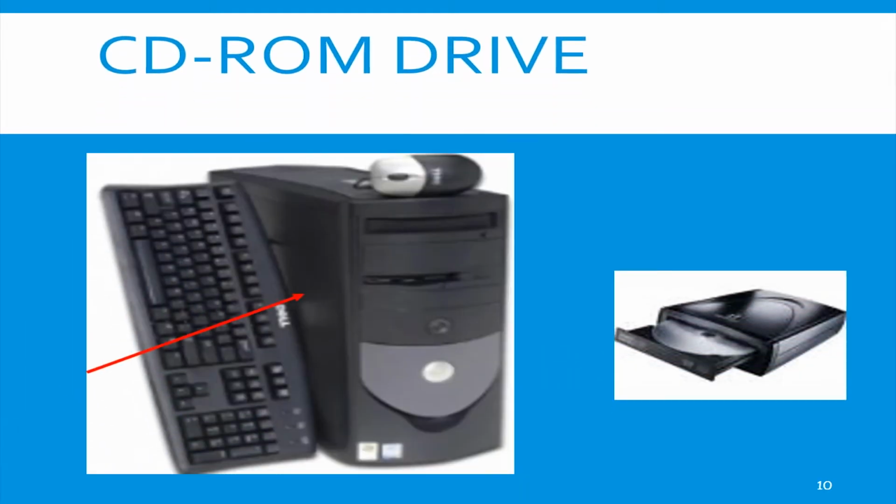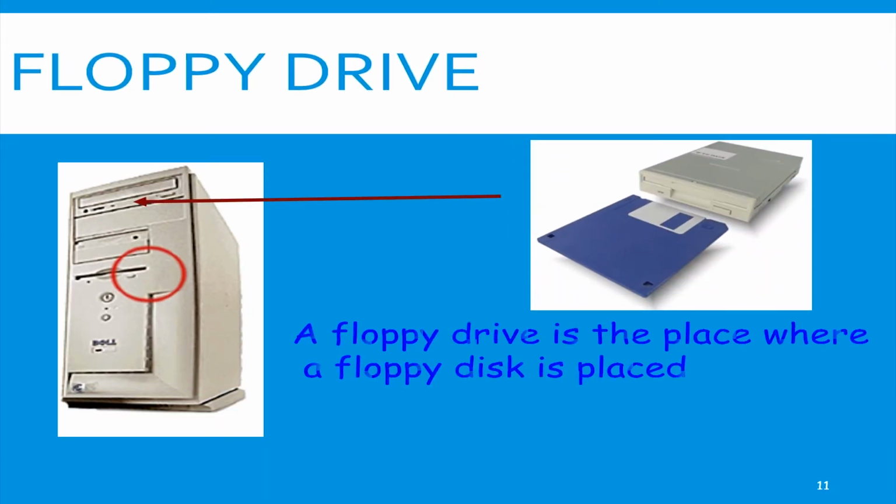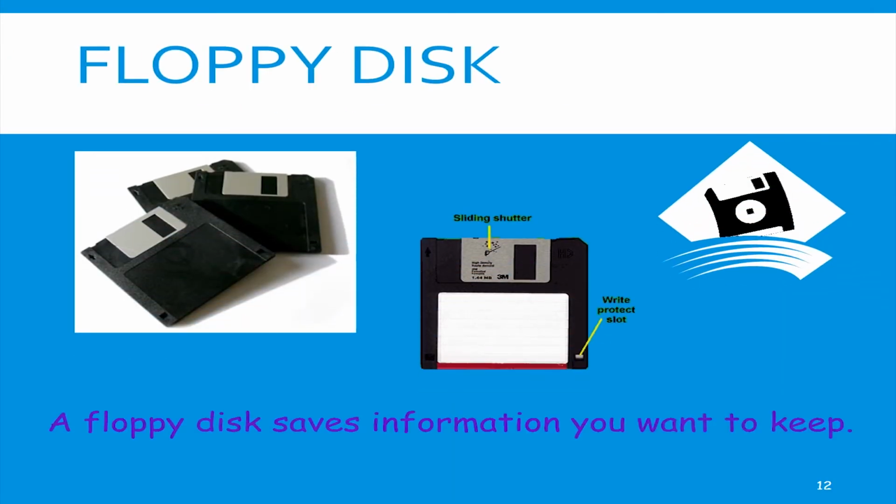The CD-ROM drive. This is the place where you put the CD into the system to run a program. The floppy disk. A floppy disk is just like a CD. It saves information you want to keep. A floppy disk does not hold as much information as a CD.